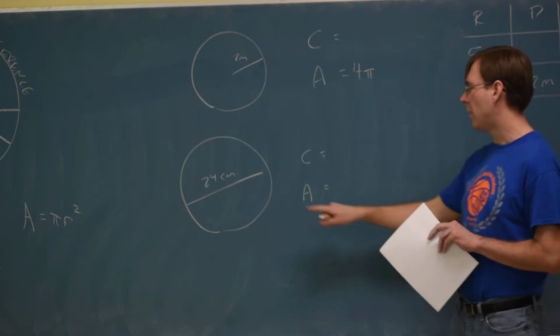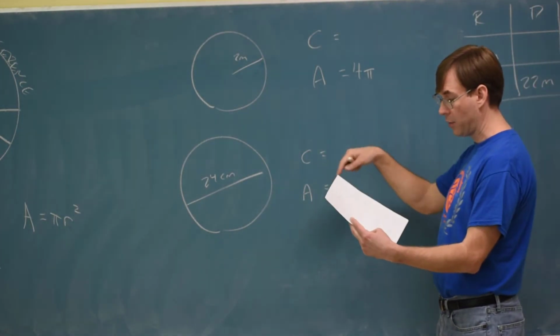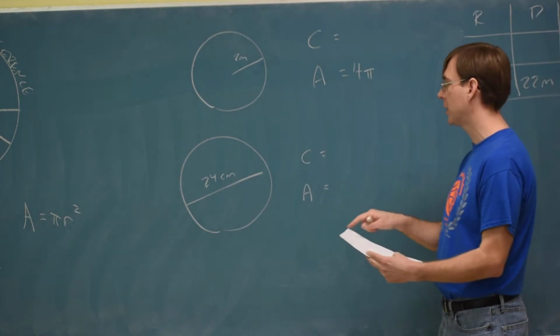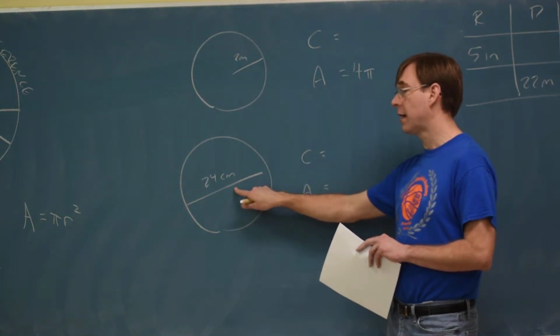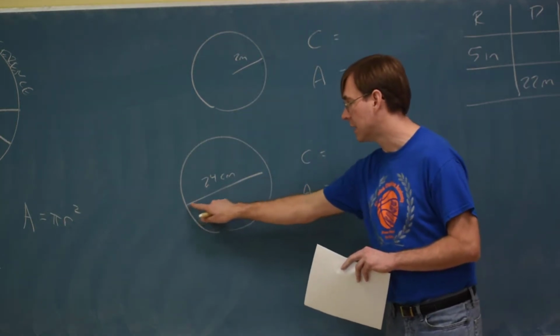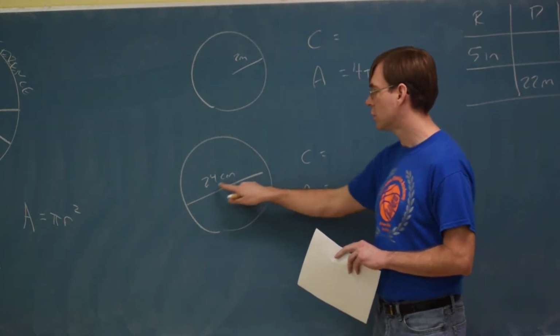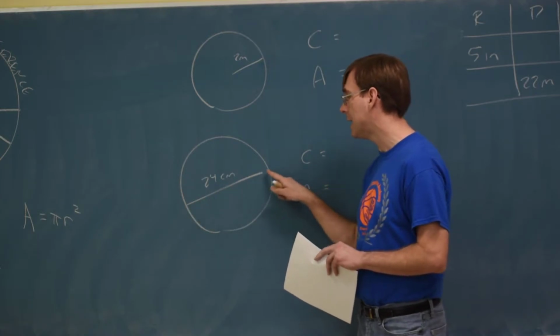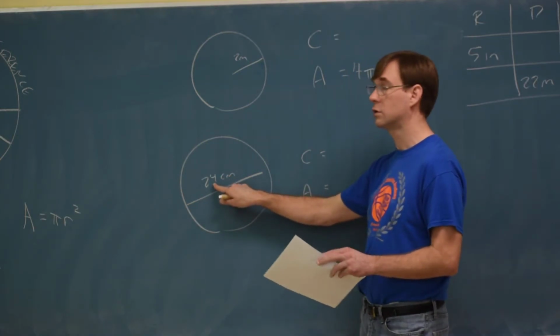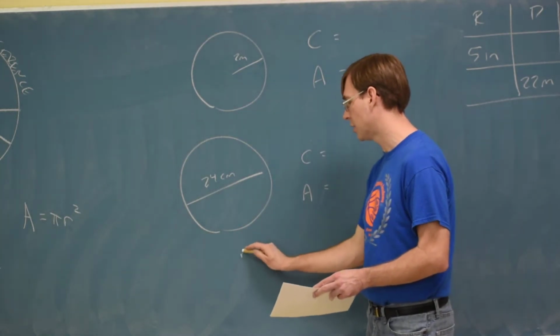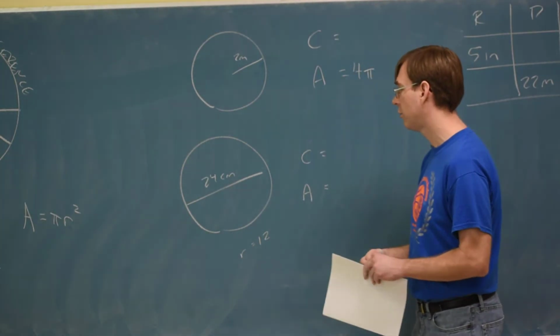Let's do the area on this other one. I'm skipping down a picture. So if I go down a picture, this picture I didn't give you the radius. I gave you the diameter because that goes the whole way through. So what you have to do to figure out the radius is to cut that in half. Half of 24 is 12. For this picture, the radius is 12.